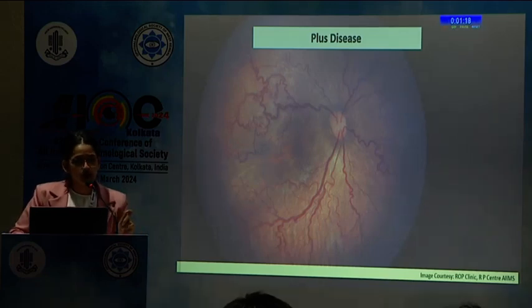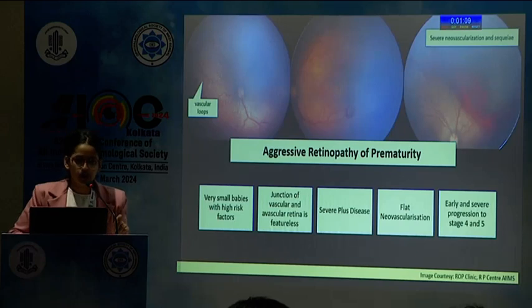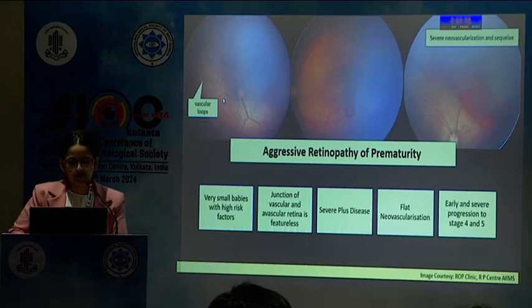You should also know what plus disease is. It is characterized by dilated tortuous vessels at the posterior pole, which should be at least 2 quadrants to call it significant. And aggressive retinopathy of prematurity is another thing you should know of, which occurs in very small babies. The junction is featureless. There is no demarcation line. There's severe plus disease. As you can see, vascular loops are here and flat neovascularization. These babies progress very fast.